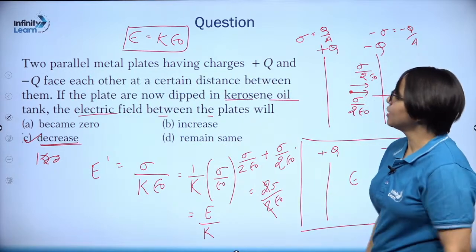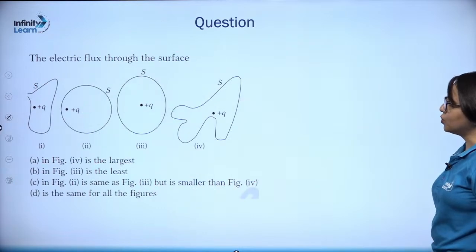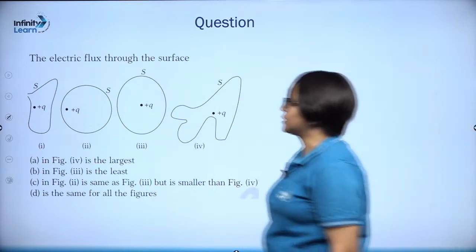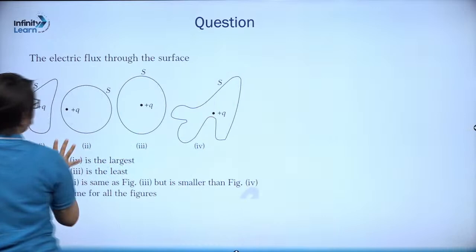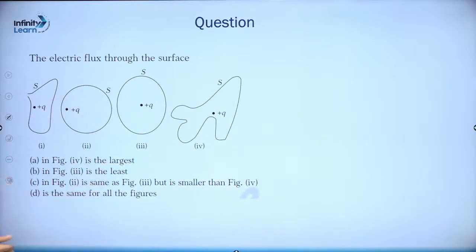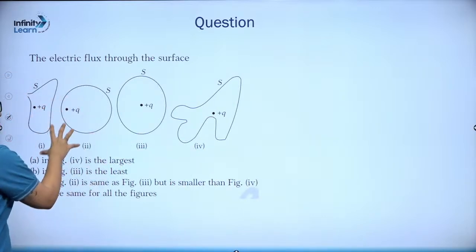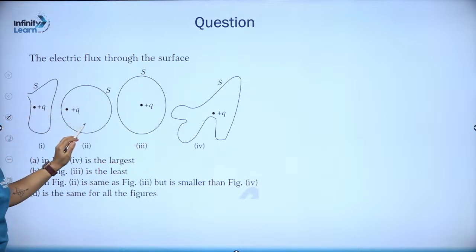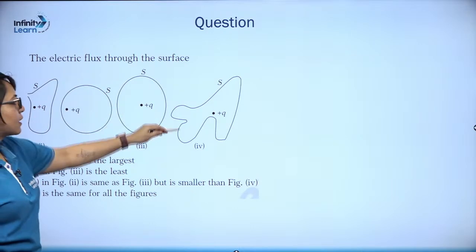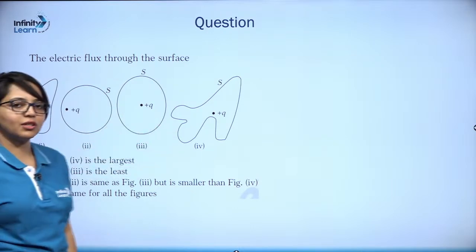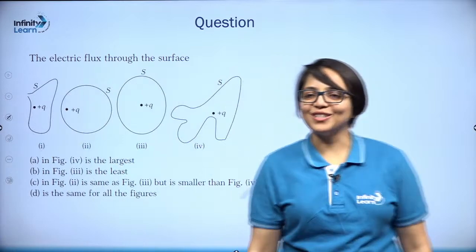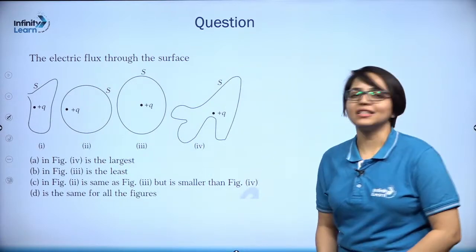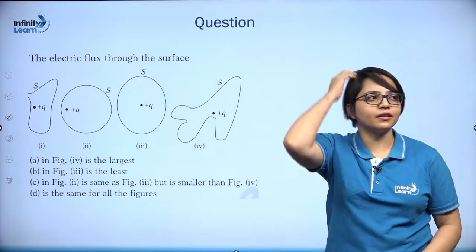Well done Teja. Now next is this question for you, the electric flux through the surface. There are 4 surfaces of different size and shape. We need to compare the electric flux through 1, 2, 3 and 4 surfaces over here, right? This is something random, this is spherical, this is like elliptical, this is again something random, amoeba-like structure, right? So try this one everyone. This is based on Gauss law, right?